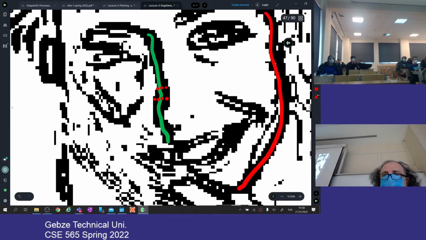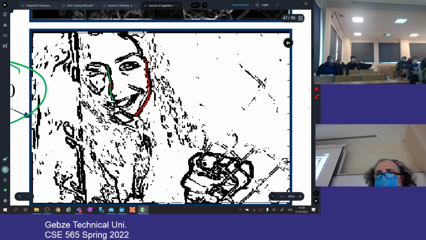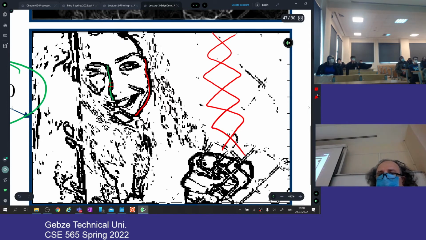There is a thin edge in there, but it is marking lots of neighboring pixels as the edges, so I don't like it much. And I lost many details around. Remember these fence edges, they are all gone.